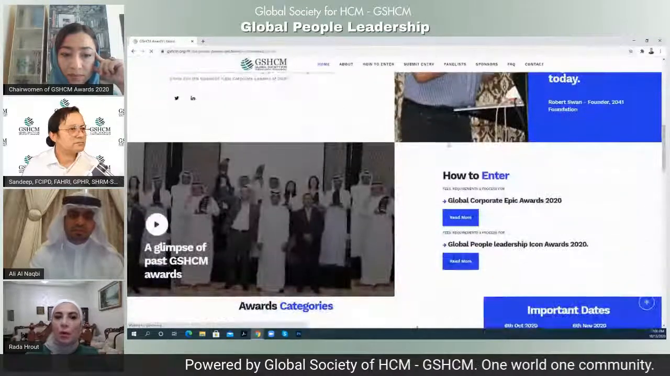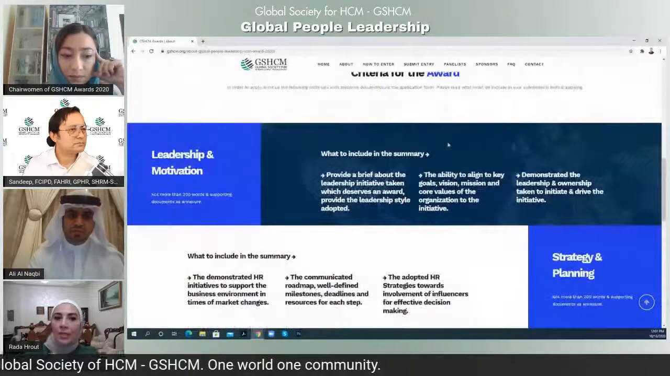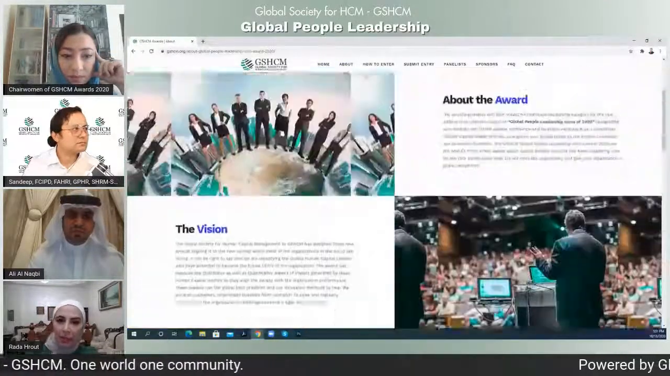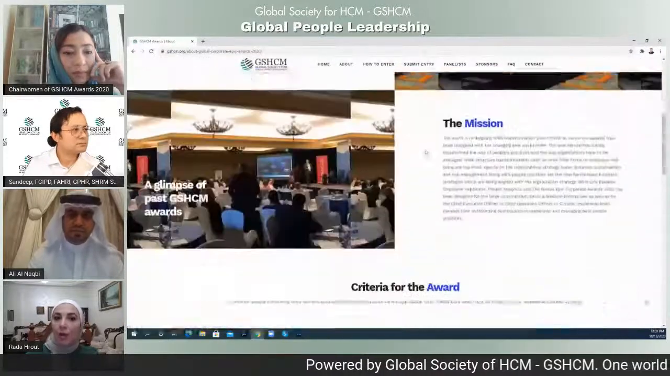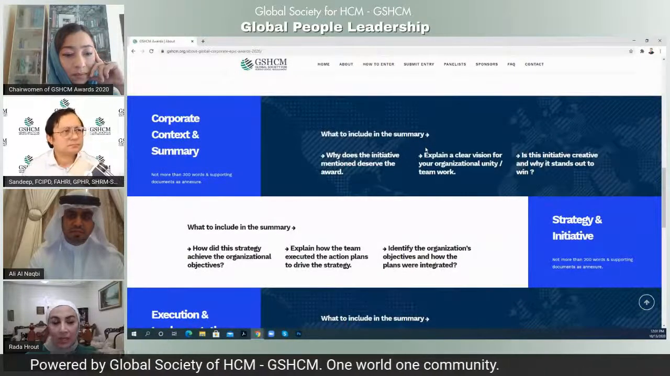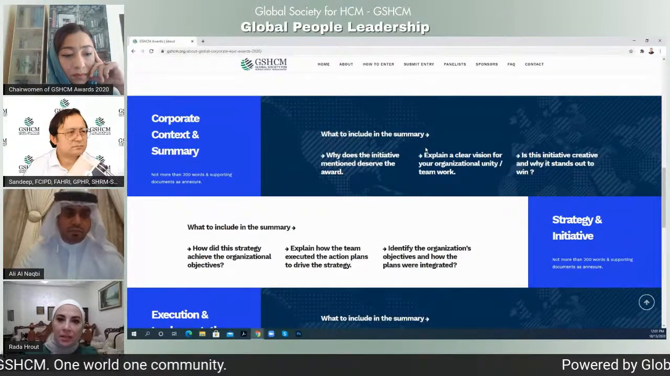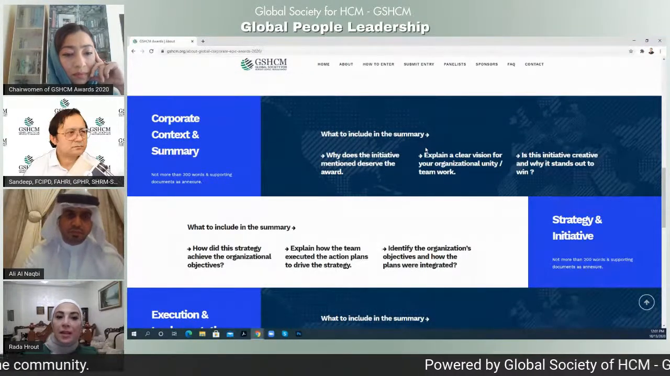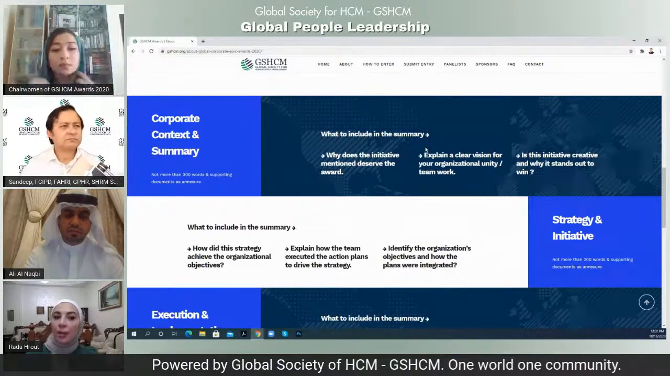First, it's the corporate context of the award: how the initiative you are applying with is unique, what is different about it, and how this is different from other things you've done inside the organization. So there should be a unique and newness element in the initiative, and how this impacted the organization's culture and the environment positively.